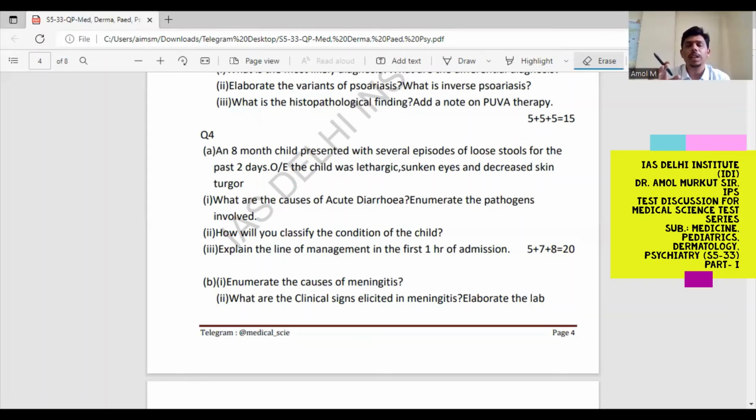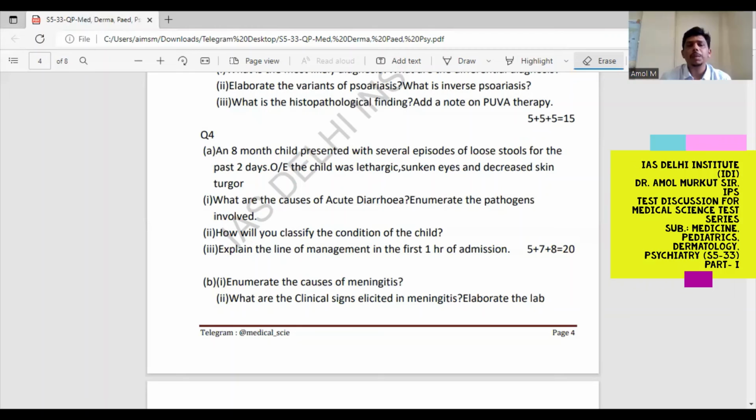General condition: is he active, irritable, or lethargic? Here, lethargy. What is the symptoms given? The child is lethargic and he has sunken eyes. What does that mean? It means he has severe dehydration. Then there is skin turgor. Does it go back normally, slowly, or very slowly?